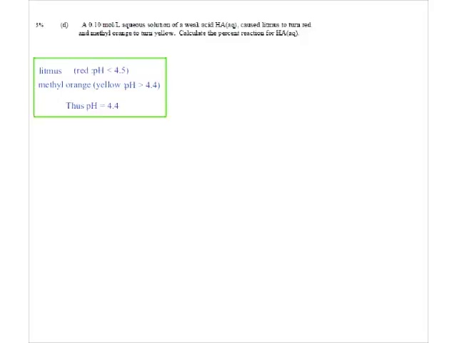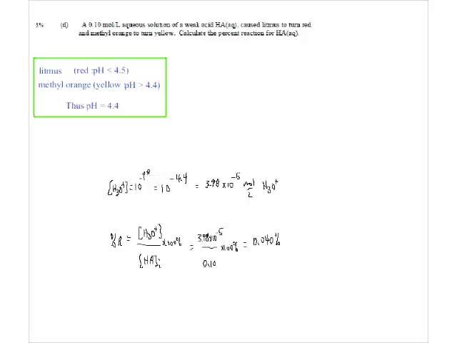Now that we have the pH, we can calculate H3O+. It's going to be 10 to the minus pH, 10 to the minus 4.4. We get the hydronium ion concentration, 3.98 times 10 to the minus 5. And now we can find the percent ionization because we know the initial concentration. The percent reaction is H3O+ divided by HA initial times 100%. We put our values in, 3.98 times 10 to the minus 5 divided by 0.1, and we get 0.040% reaction. So that's a nice little question.